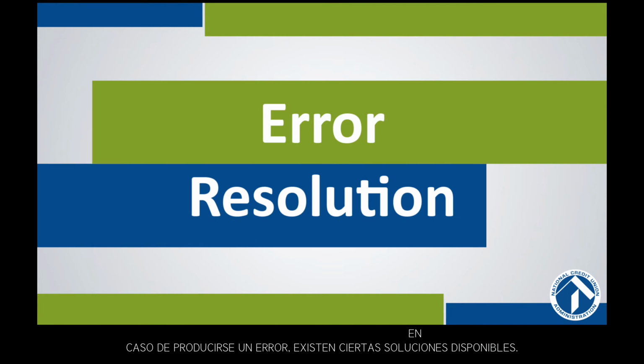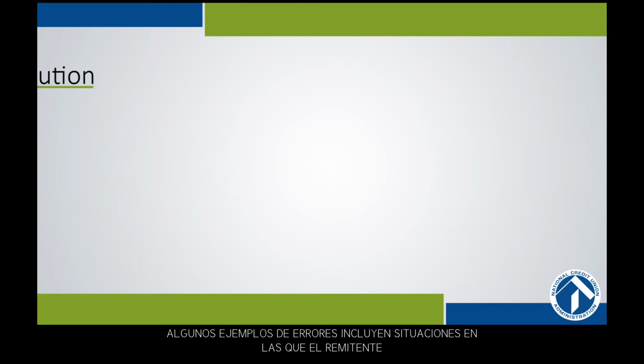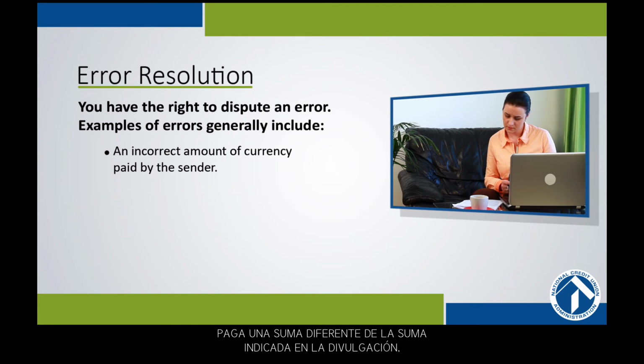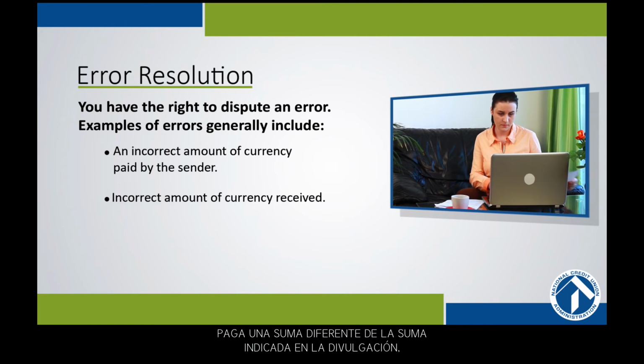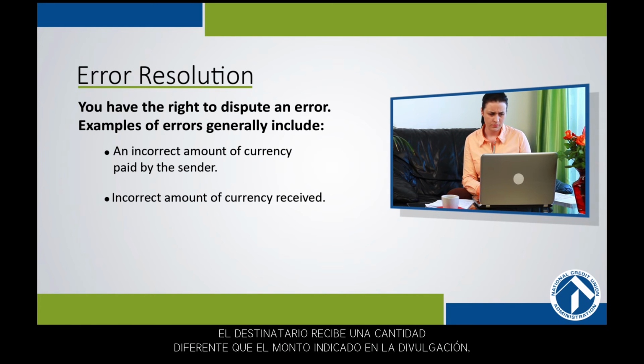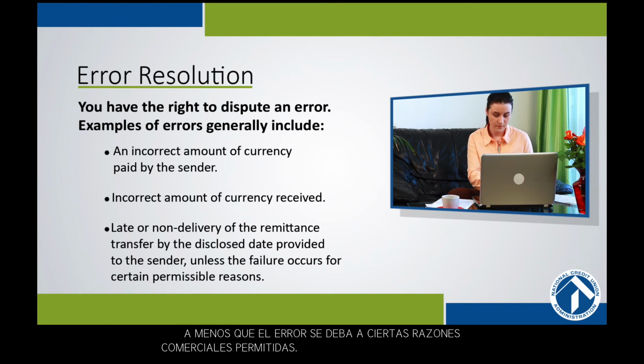If an error occurs, specific remedies are available to you. Examples of errors include situations where the sender pays a different amount than the amount stated in the disclosure, the recipient receives a different amount than the amount stated in the disclosure, or the transfer is not delivered to the recipient by the date stated in the disclosure, unless the error occurs for certain permissible business reasons.